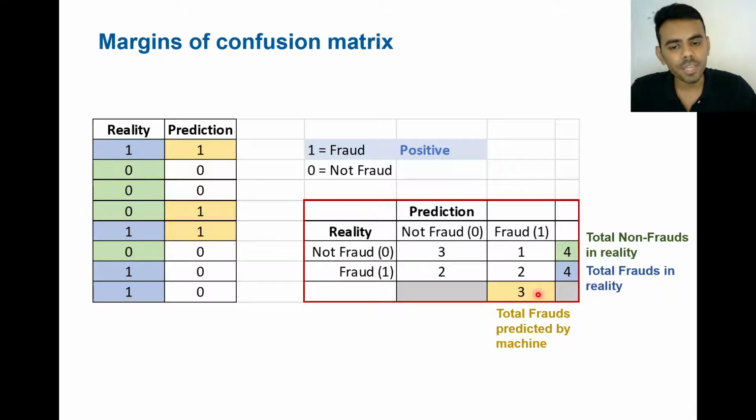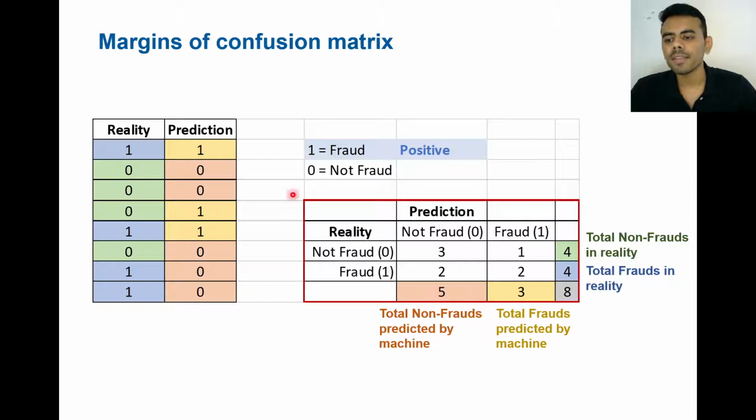And what is this signifying? It is signifying the total frauds predicted by machine. And finally, there are 5 non-fraud predictions by machine, which is again summarized by this margin value. And it is also a sum of this column, basically 3 plus 2. It's signifying total non-fraud predictions by machine. So these margin predictions are very much essential in understanding precision and recall, which will come forward.